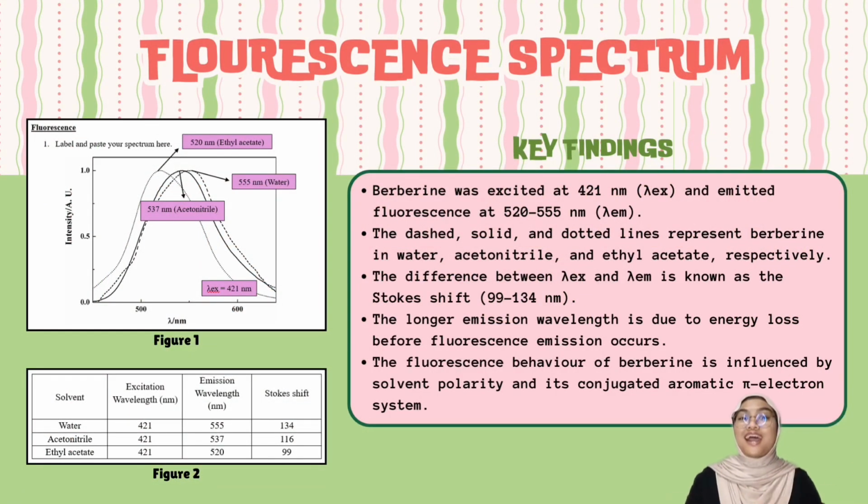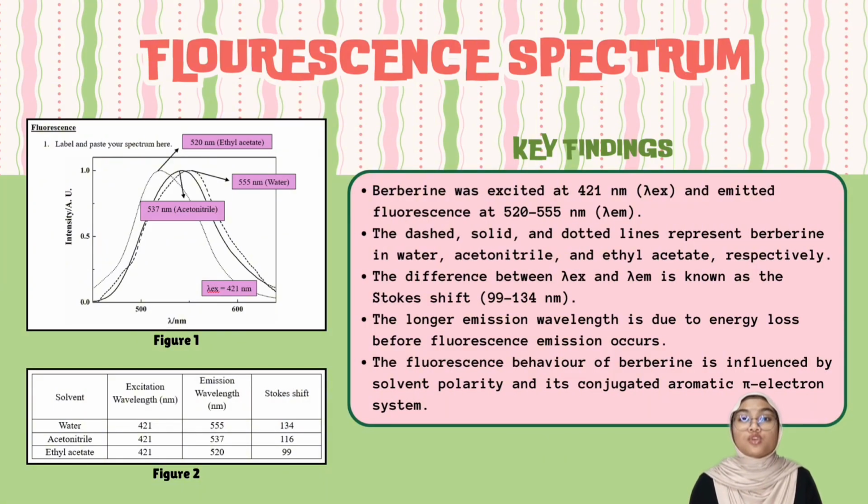Hello and hi everyone. On this slide, I'm going to explain to you about the fluorescence spectrum. This slide shows the fluorescence spectrum of berberine. Fluorescence occurs when a molecule absorbs light and then re-emits light at a longer wavelength. In this study, berberine was excited using light with a wavelength of 421 nanometers, as you can see in figure 1. This is known as the excitation wavelength, or lambda EX.